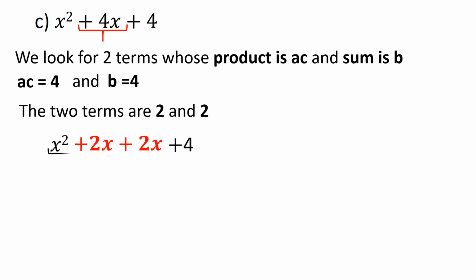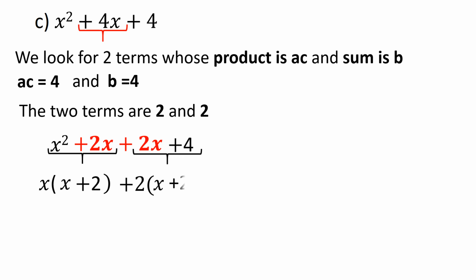We now take the first pair, identify the common term, and then put it outside the brackets. This common term is x, and then x can be multiplied by x to give you x squared, and x can also be multiplied by 2 to give you 2x. Then we close our brackets. The next pair is 2x plus 4, of which the common term is 2, and inside the brackets we have x plus 2. Close the brackets.